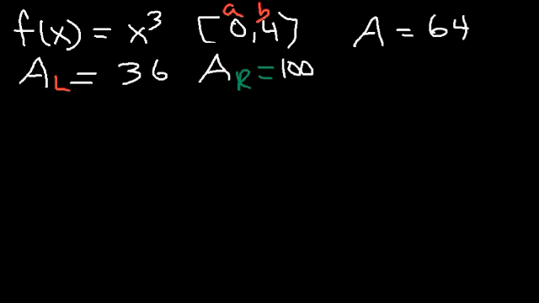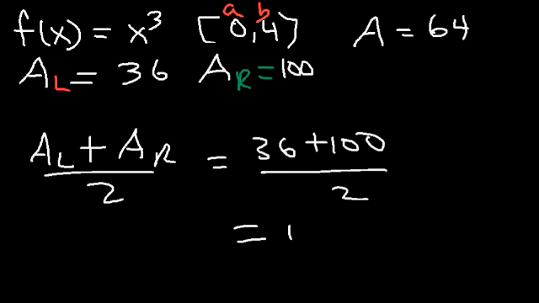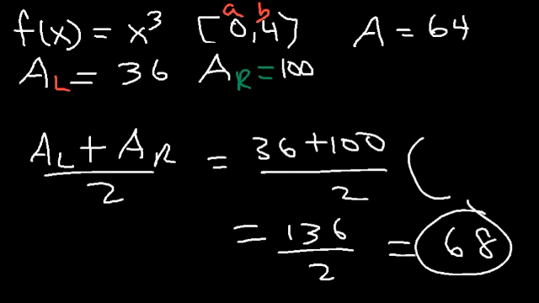Now let's average. So AL plus AR divided by 2. So 36 plus 100 is 136. And half of 136 is 68. So as you can see, if you average the left endpoint and the right endpoint, your answer will be close to the actual approximation.